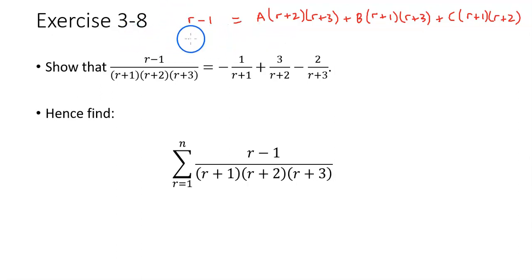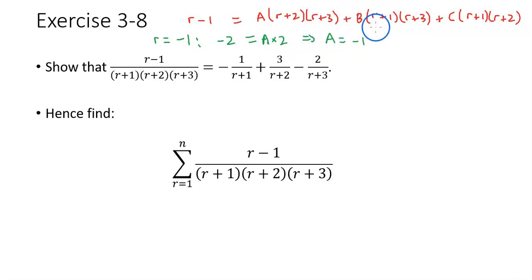And then we just take particular values of r. So if we take r equals, say, negative 1, if we want to find a, that will give us that negative 2 is equal to (2 plus negative 1), so 1, times 2. So a times 2, and then from there we get that a is equal to negative 1.